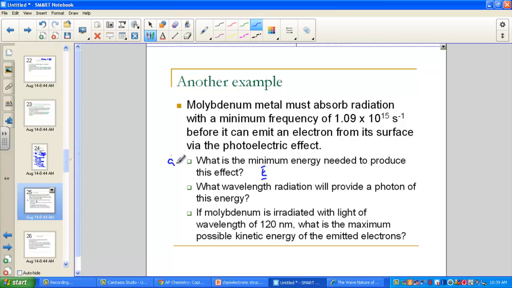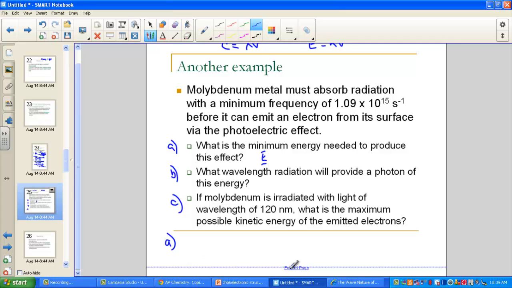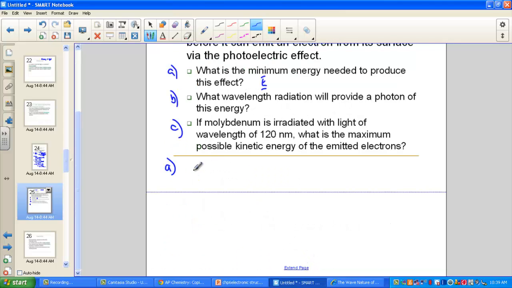So again, we have a part A, a part B, a part C, and yet it's still the same two calculated relationships, c equals lambda nu and E equals h nu. The tie between the two formulas is the frequency. So let's start with that first part. What is the minimum amount of energy needed to produce this effect? So we're solving for energy.